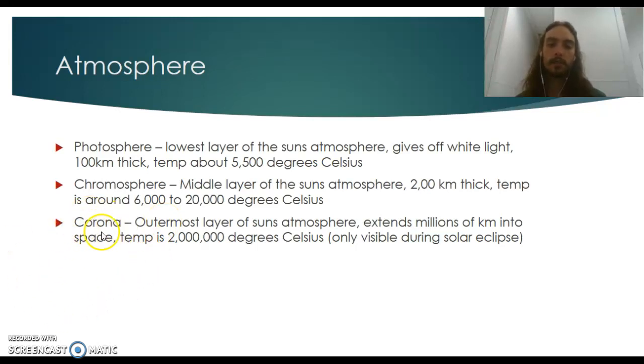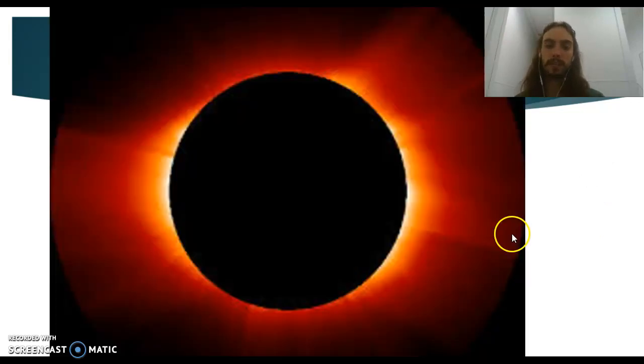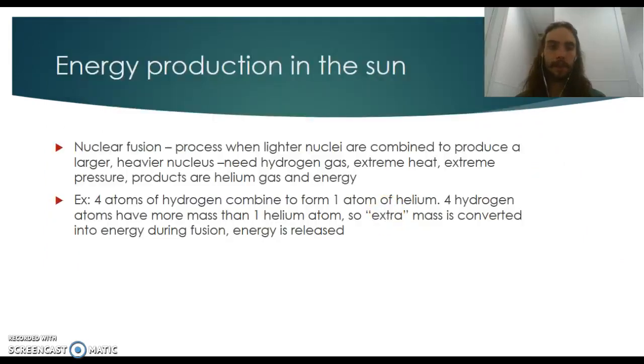Then the last thing is the corona. That's going to be the outermost layer of the sun's atmosphere. It expands millions of kilometers into space, all around the Earth, all sorts of different areas. The temperature is about 2 million degrees Celsius, and it's only visible during a solar eclipse. So here you have the corona showing, and that's that solar eclipse. And then this white light right here, that's going to be the photosphere.